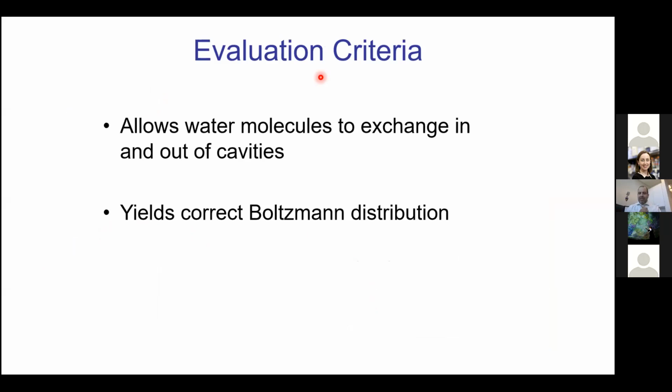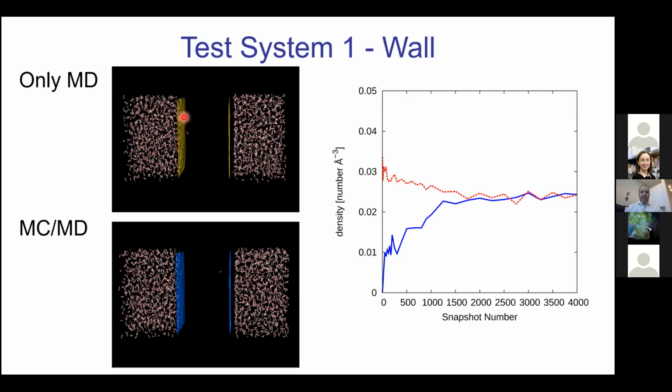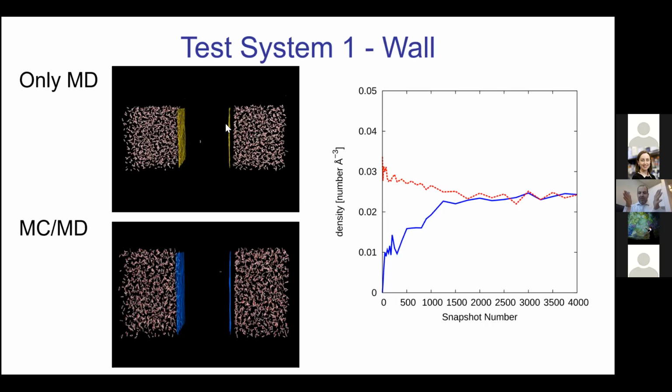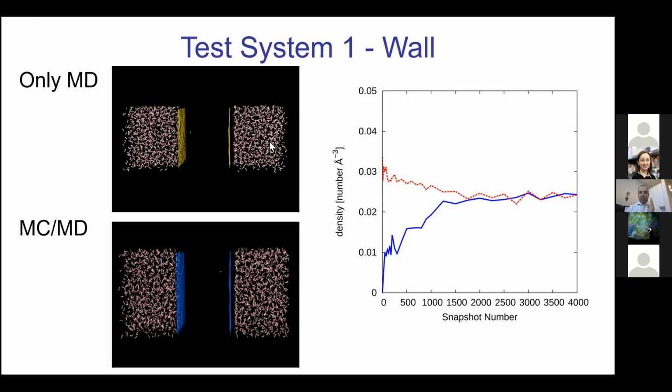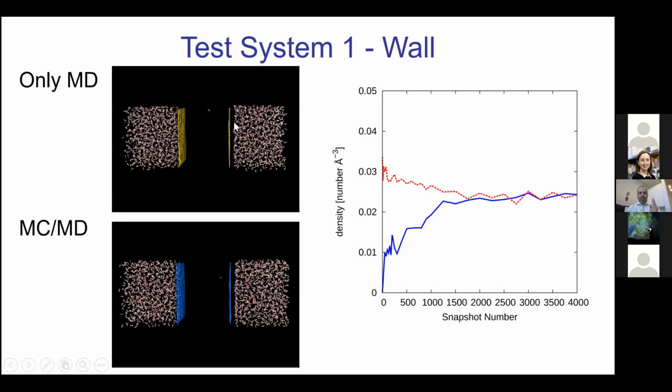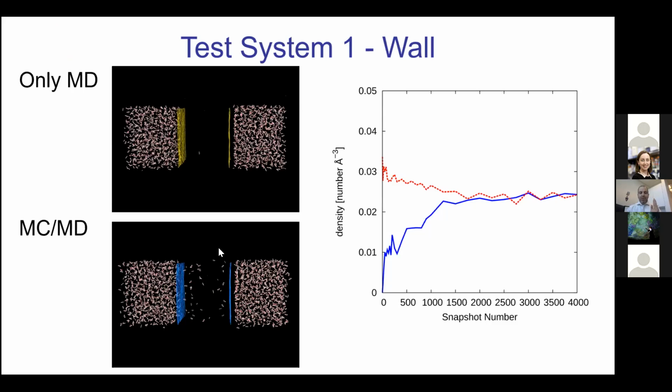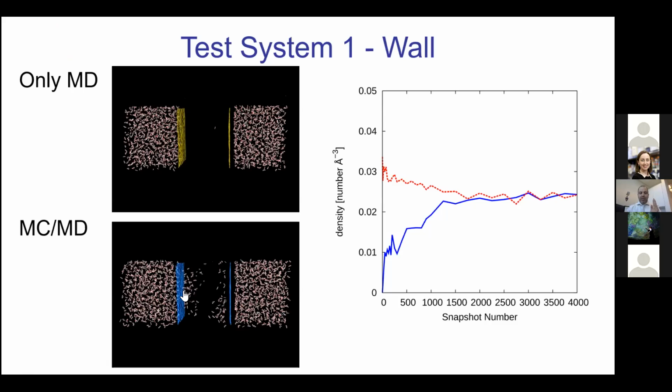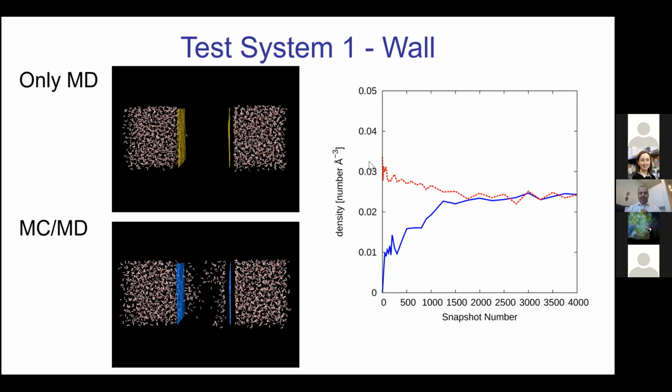In order to check that our method is working, there are 2 criteria we have to obey. First of all, we need to allow water molecules to exchange in and out of buried cavities. And 2, we want to yield a correct Boltzmann distribution. So we created a very artificial system with 2 graphene walls that don't allow water to penetrate. If we perform MD, obviously nothing happens. If we perform MCMD, we can see that water can cross the barrier and occupy the middle region.